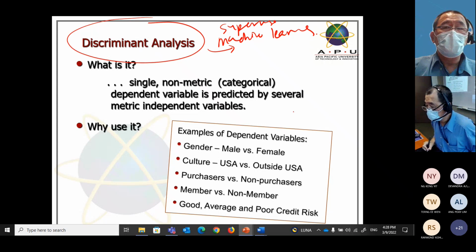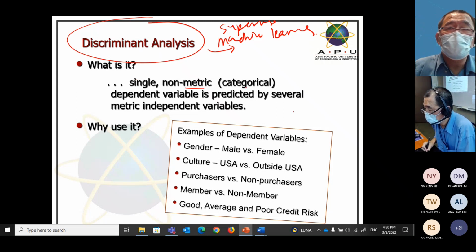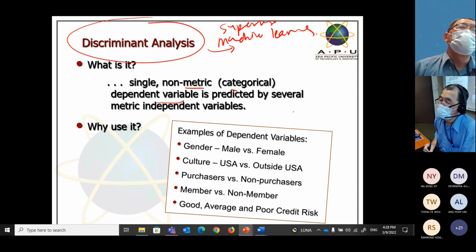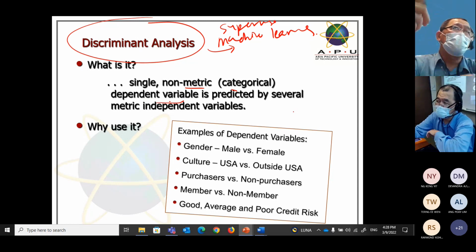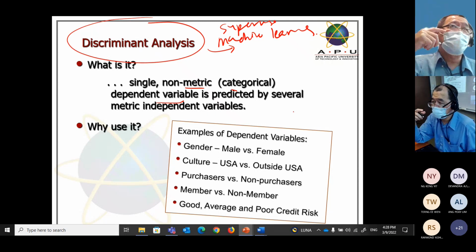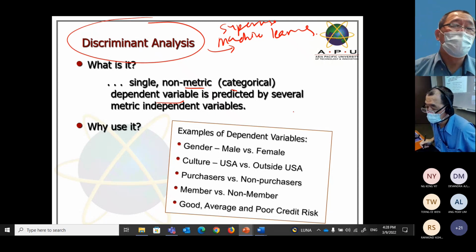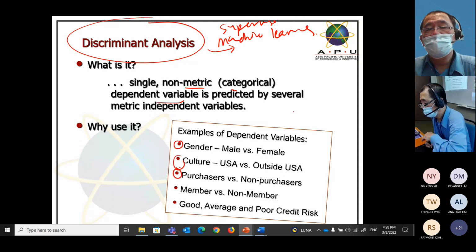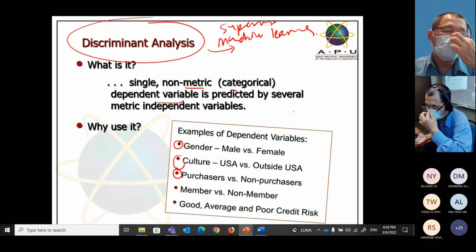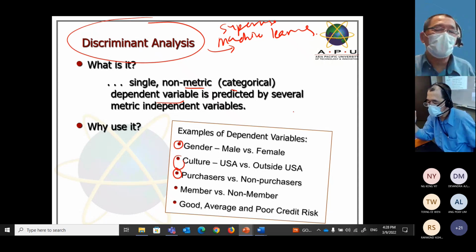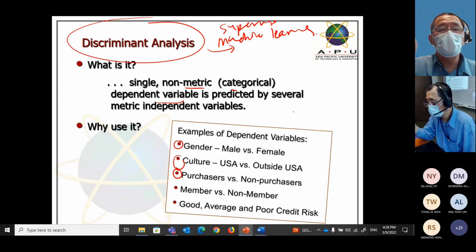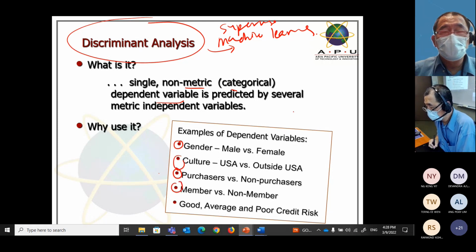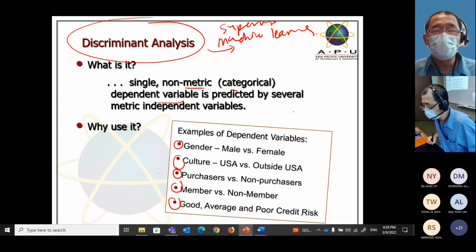So we have a single non-metric dependent variable. The dependent variable is non-metric, but it can be 2 or 3 categories. For example here, gender has 2, and culture can be USA and outside USA. For online shopping, you may want to identify who are the purchasers and who are not. Member or non-member, and good, average, and poor credit risk.